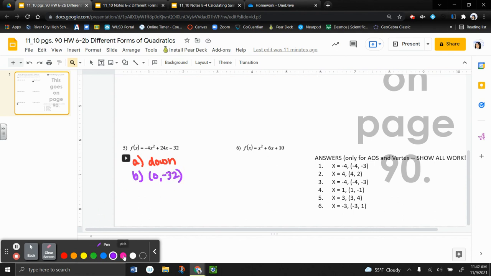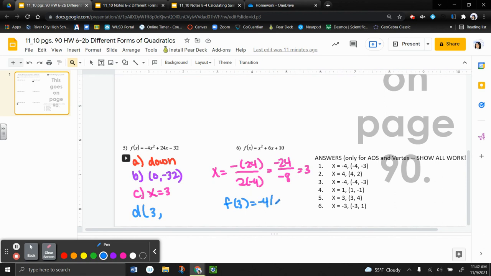And then for my axis of symmetry, it's going to be negative B over 2 times A. So that's going to be negative 24 over negative 8. And that's going to be positive 3. And now I have half of my vertex. So it's going to be 3 comma. And to get the other half, I'm going to plug in 3.